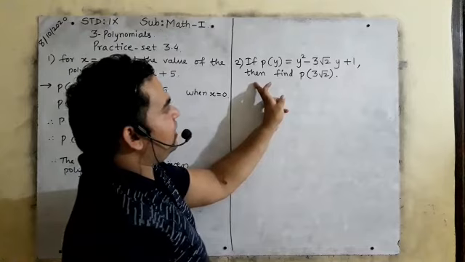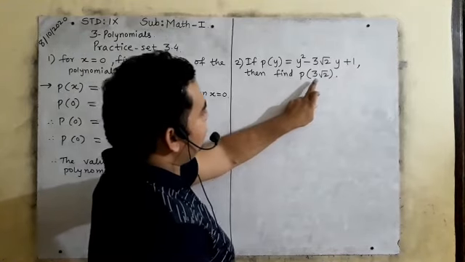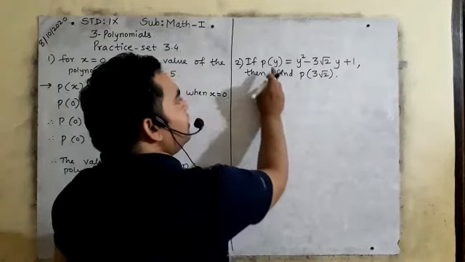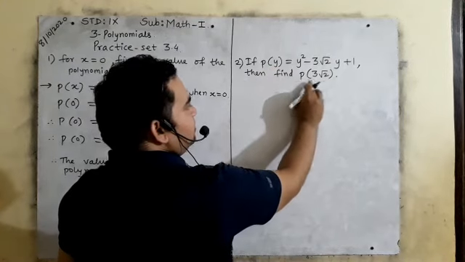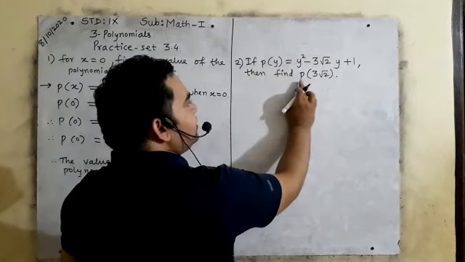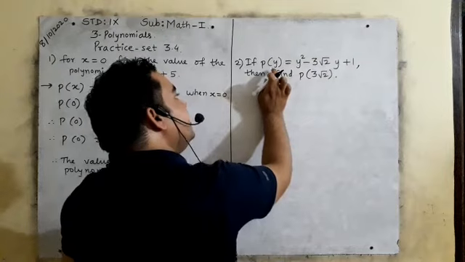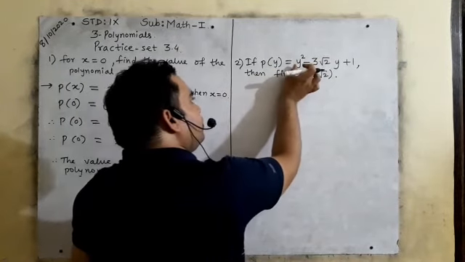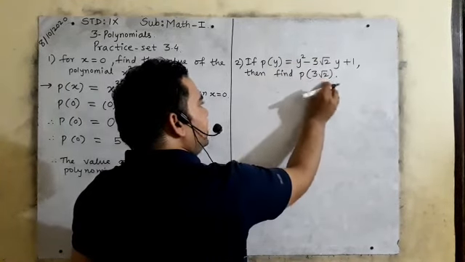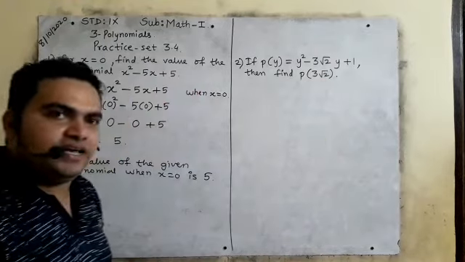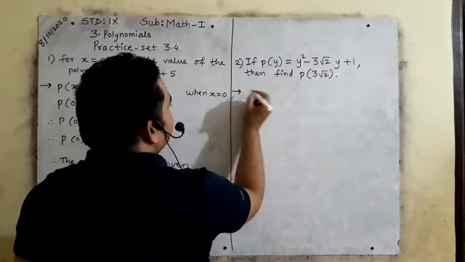Now look at here also, p for polynomial, and this is polynomial of y. And see, it is given: find polynomial of 3 root 2. It means what? Wherever y is there, see, here polynomial of y, here polynomial of 3 root 2. It means wherever y is there, in the place of y you will use this value 3 root 2. Is it clear?